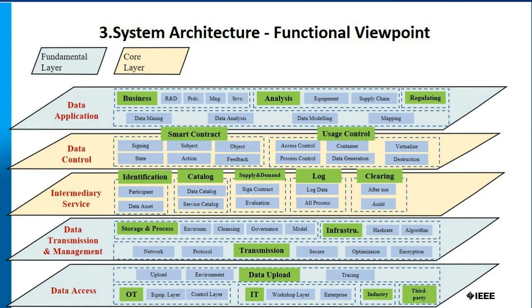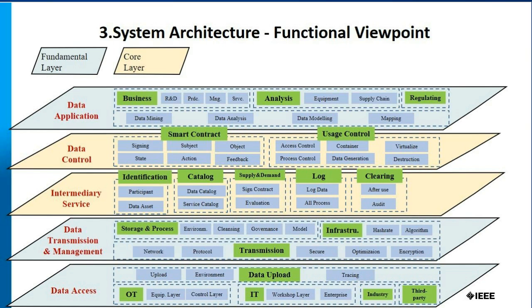Here you can see that the functional viewpoint is divided into 5 layers. From the bottom to the top are the data access layer, the data transmission and management layer, the intermediary service layer, the data control layer, and also the data application layer. If we look at the data supplier viewpoint, the functional view works from bottom to the middle, which is the last 3 layers. First, the data supplier will connect its data from OT, IT, or other resources, and they will store and process the data for future use. They will also upload their metadata to the data catalog in the intermediary service layer for future use.